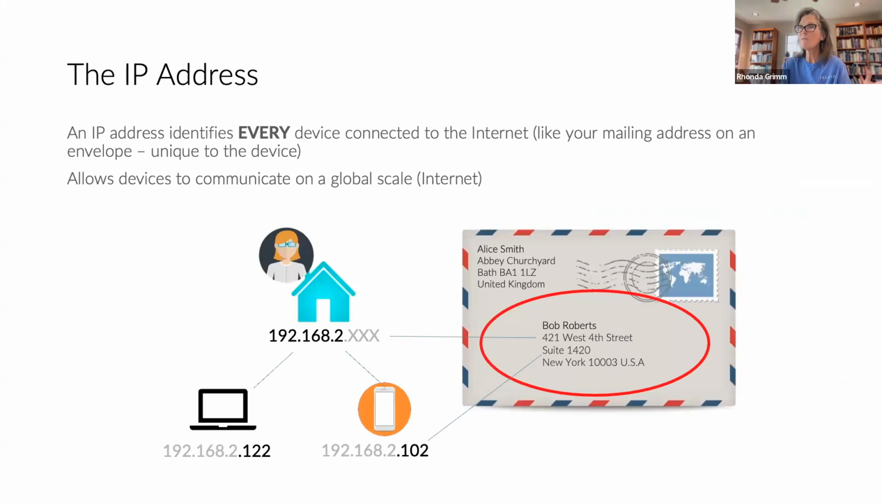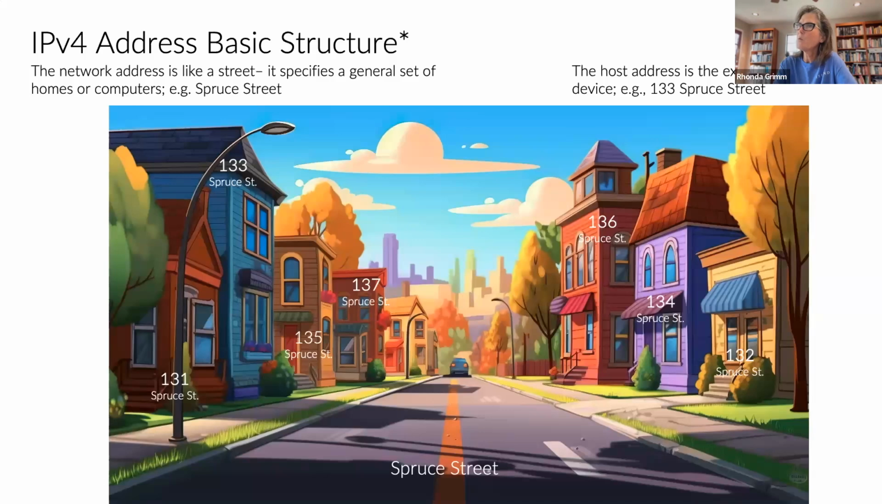So going back to our envelope, the network address, the 192.168.2, that's kind of like the street address. And the last 3 digits, like your laptop, remember they all have unique numbers, every device. So maybe your laptop ends in 122 and your cell phone ends in 102. That's kind of like the suite number. It's a way to just divide it a little bit more. And when you look at it, you can think of it in terms also of the network address being like a street, like Spruce Street. But the host address, those last 3 digits, those are like the house number.